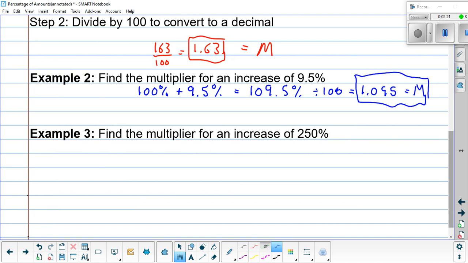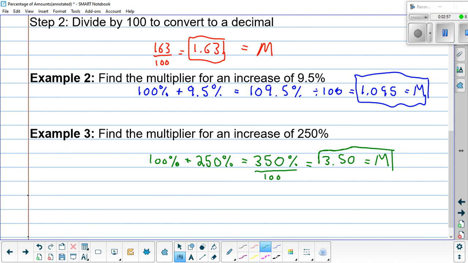Lastly, we're going to look at an increase of 250%. Something over 100 doesn't really matter. We're still just adding it on. So our multiplier percentage will be 350%, which we can divide by 100 again. If you notice, we're just moving the decimal place twice. So pretty soon you can see a percentage and convert it straight to a decimal without having to do any of this work.